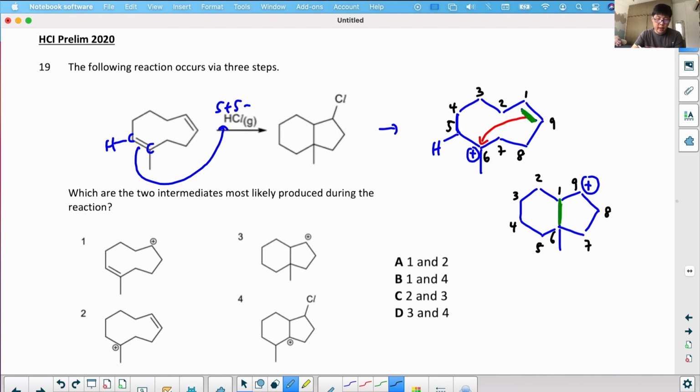And the next step is the Cl minus that is being formed. It will attack this carbon, the carbocation, so that's why you get the answer. Based on my drawing, I just showed you, the answer is 2 and 3. The answer will be C. So these are the drawings. Let's look at the next question.